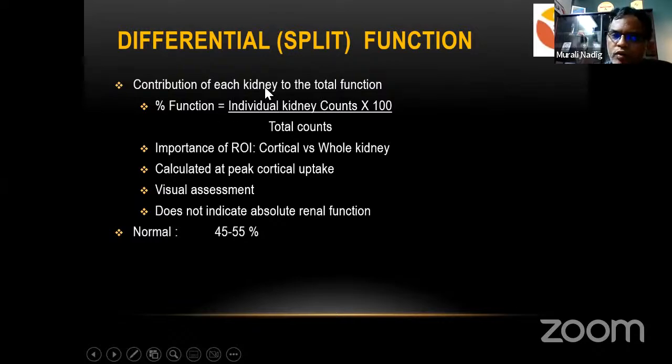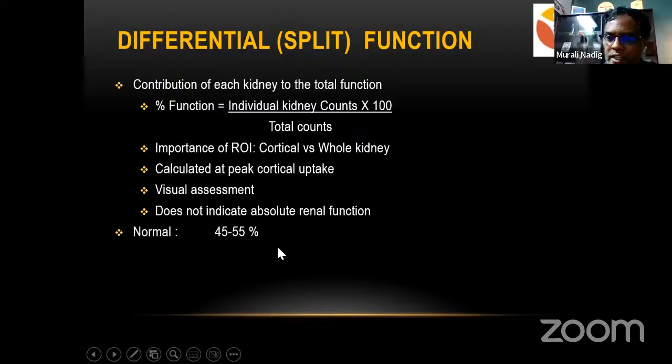It is measured by counting individual kidney counts, by putting a region of interest around the kidney, divided by total counts, that is left and right kidney counts, multiplied by 100. So the region of interest is very important, whether it is cortical or whole kidney, at what time it is calculated, and other things.